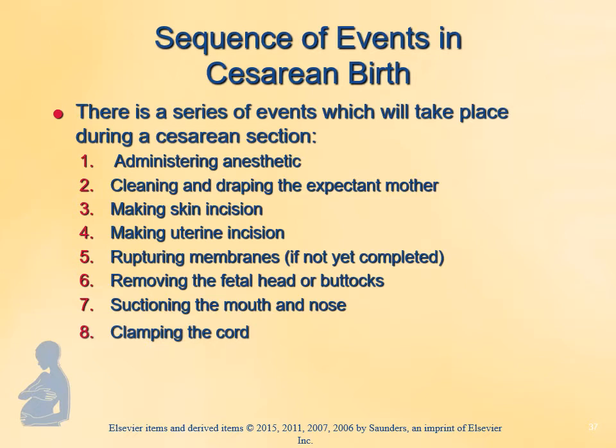Then they'll make the skin incision and cut through the different layers, and eventually they'll reach the uterus and make an incision on the uterus. If the bag of waters hasn't broken, they'll rupture that at this time, and then they'll deliver whatever is presenting at that area, either the head or the buttocks. Once that baby is delivered, they suction the mouth and nose, clamp the cord, and hand the baby off of the sterile field.